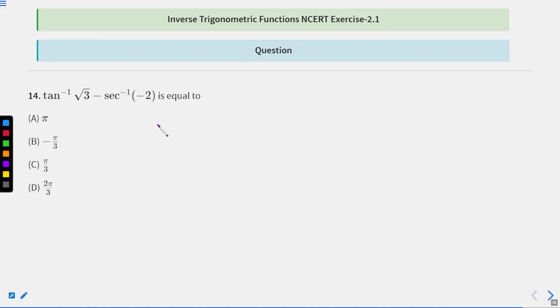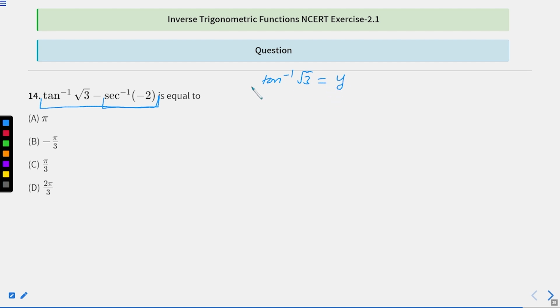Now the 14th question, what it says, we need to find the value for this expression. First of all, we will be finding the principal value for this, and then we will be finding this, and then we put both the values in this expression and will get the final answer. Okay, let's try. First of all, put this equal to y.